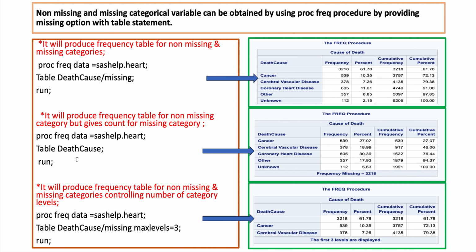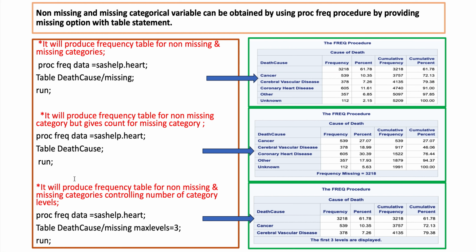Let me go to the second set of code. It starts again with PROC FREQ data=SASHELP.heart; tables DeathCause; run. When we run the second set of code without using the slash option, it will generate the result as shown on the right side, second table. The table does not include the missing category. It displays only the non-missing category, but it displays the frequency for the missing category. That's why frequency missing is here.